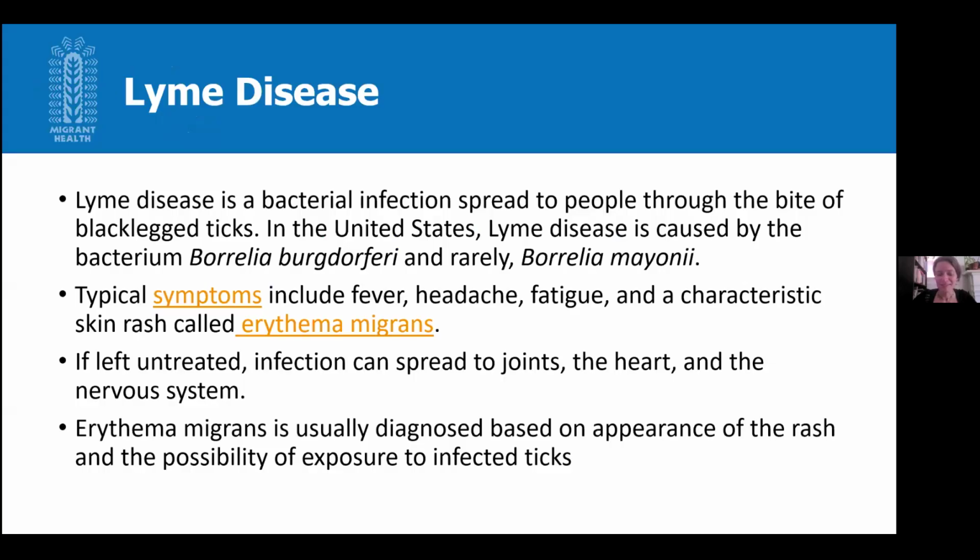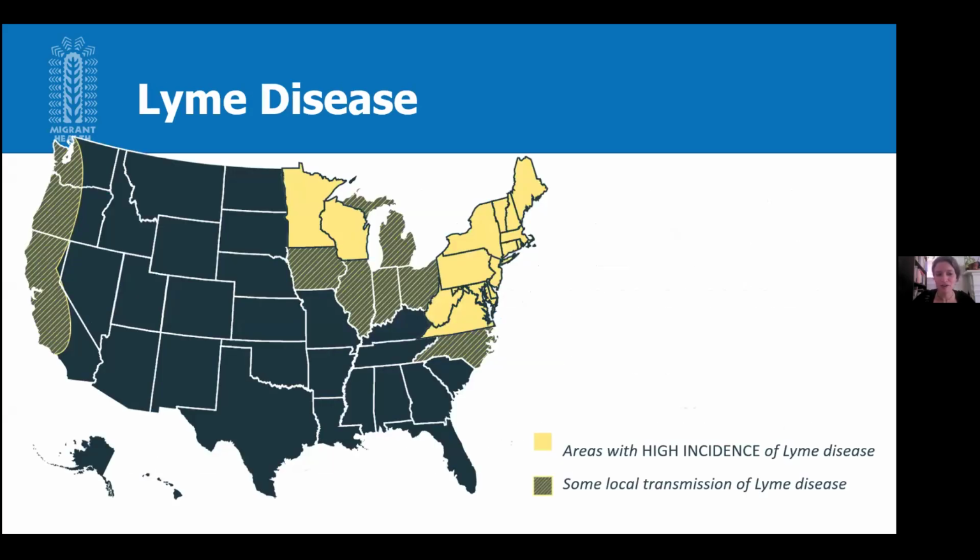All right. So just in case you missed last week, Lyme disease is a bacterial infection spread to people through the bite of black-legged ticks. And the most common symptoms are flu-like symptoms, which include fever, headache, fatigue, and then, of course, some people get that characteristic bullseye skin rash, which we'll refer to throughout the presentation as an EM rash.